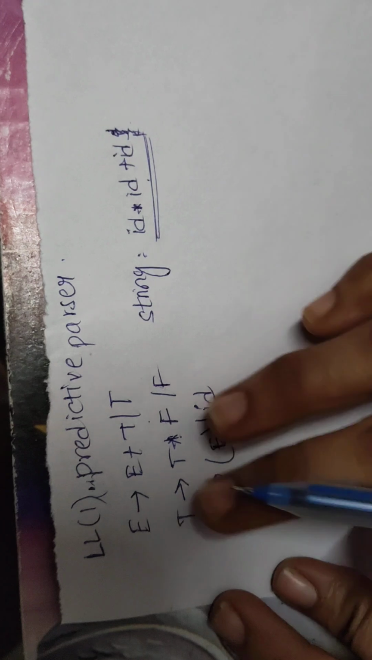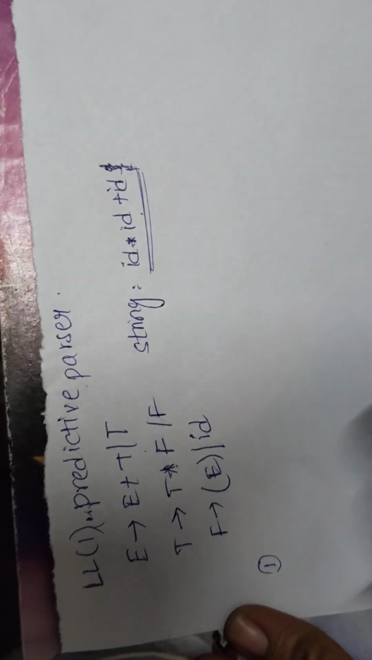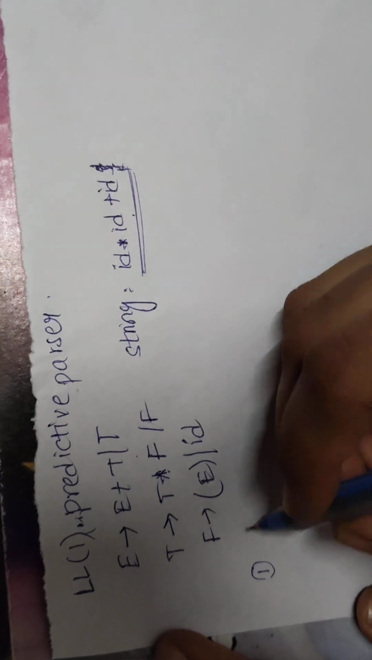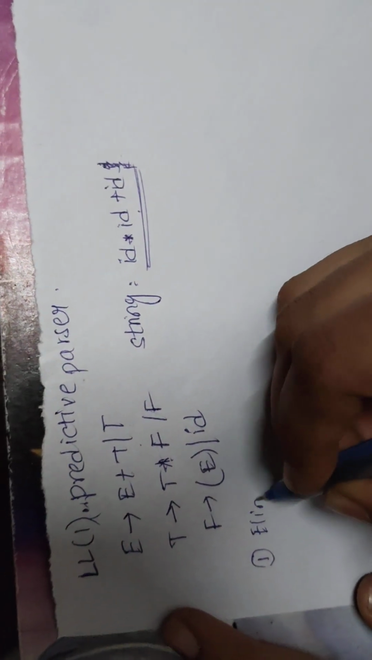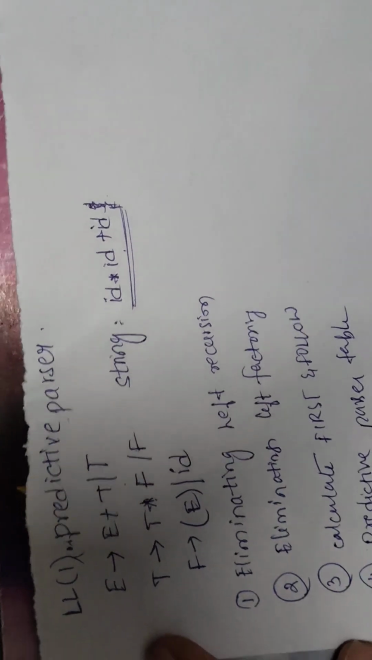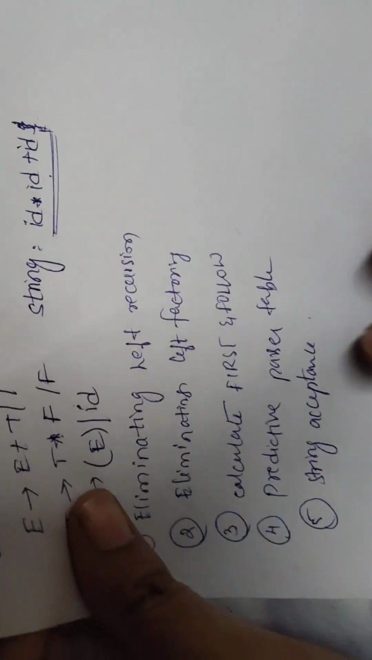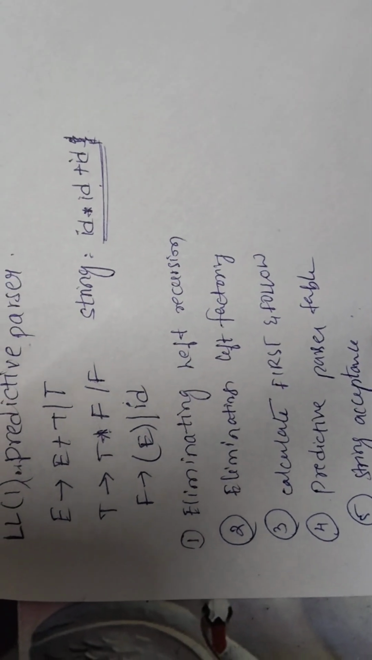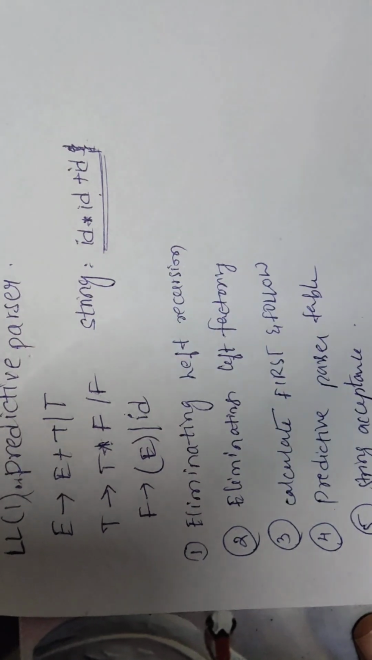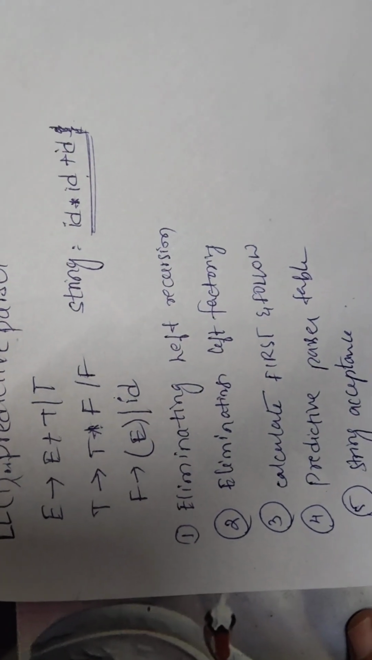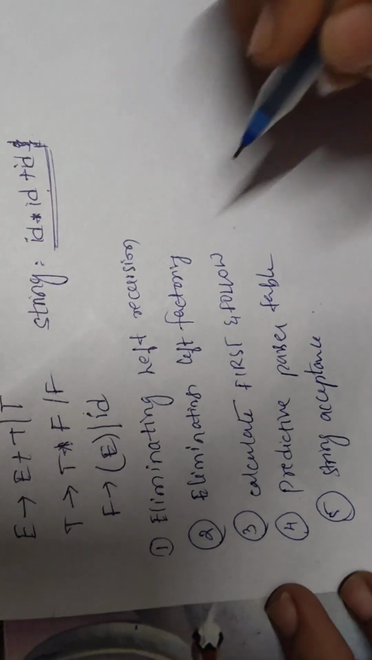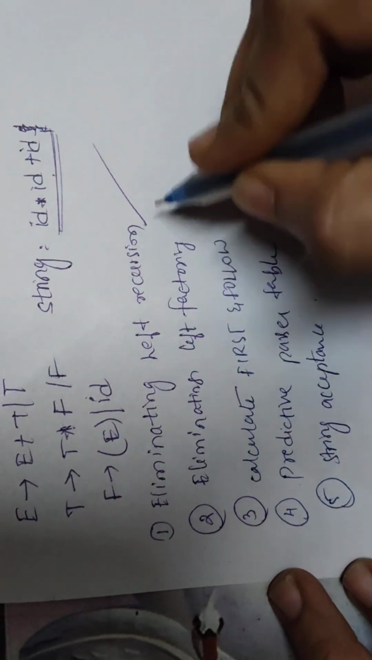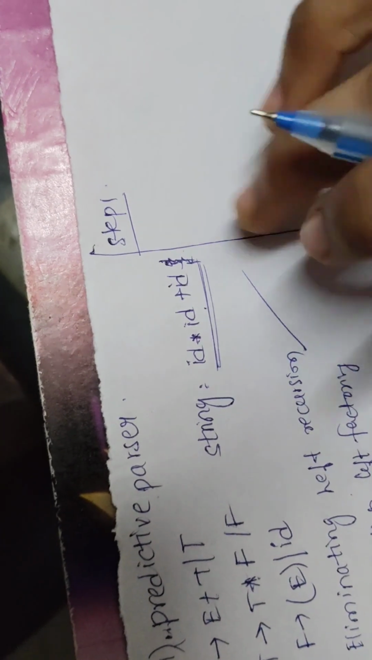Let me explain LL1. For calculating this LL1, you basically have four main steps. The first one is eliminating, and the last one is string acceptance. So in total you have 5 steps to calculate this LL1 or predictive parser. So let's go with the first step. So step 1, what is step 1?